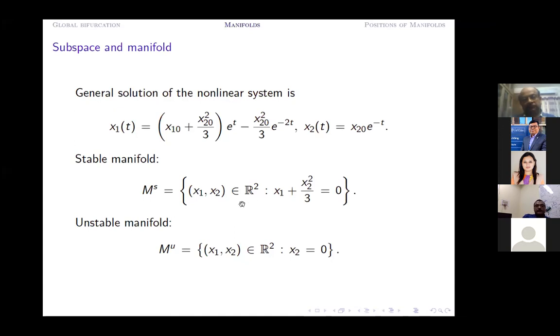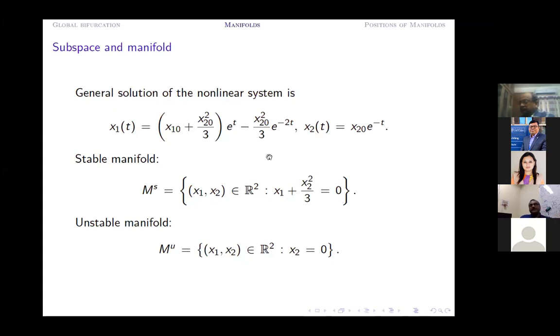And also you can prove that this particular set is equivalent to a one-dimensional Euclidean space, and that's why it is an invariant manifold. And also along this curve, the solution trajectory can approach towards the equilibrium point (0, 0). That's why it is called the stable manifold.